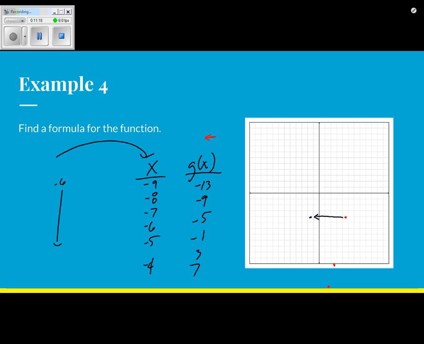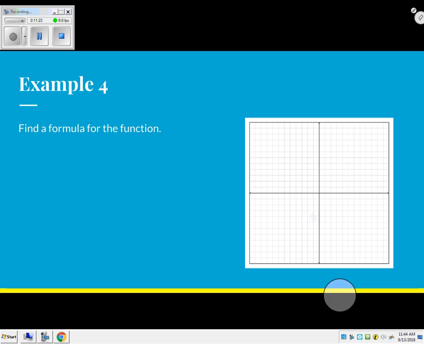And lastly, I just want to make some up. I'm going to make some up for you to try. We'll do one together, then you'll try one. We'll call that good. Okay. Find a formula for the function. So I'm going to draw something on the board, and then you're going to have to use your parent functions from yesterday and figure out what it looks like. Like I said, we'll do the first one together. Okay. Let's see.